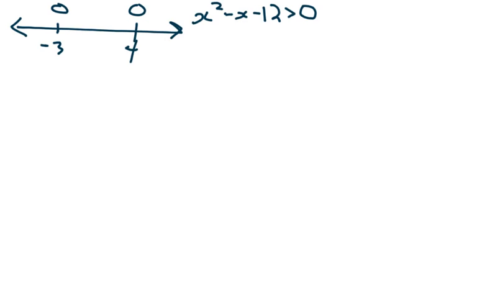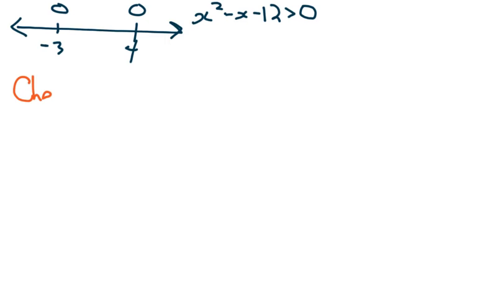Again, it's a number line. We'll put -3 and 4 on it. Both of those values make that function 0. And now we have 3 regions. We need to see what this is going to work out to, positive or negative, in each one.